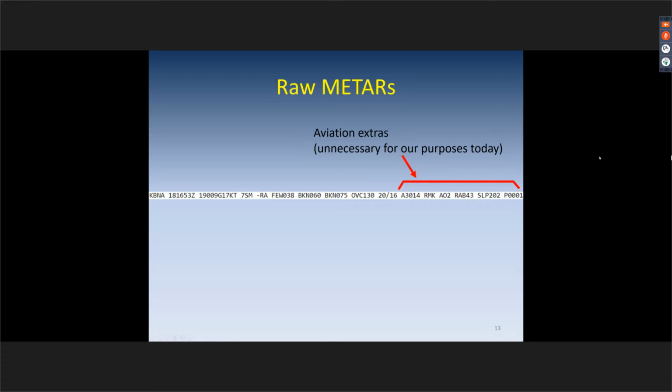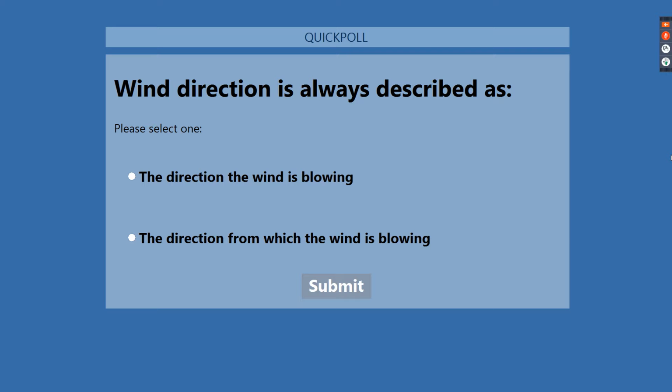All right, so I've got a poll question for you. It should pop up on your screen in just a second. Let's see if you caught what I was talking about when it comes to wind. Wind direction is always described as the direction from which the wind is blowing.